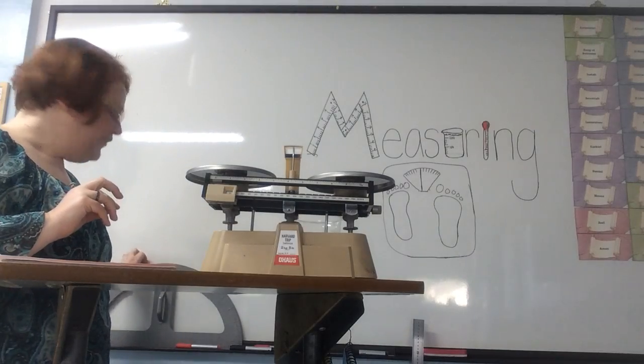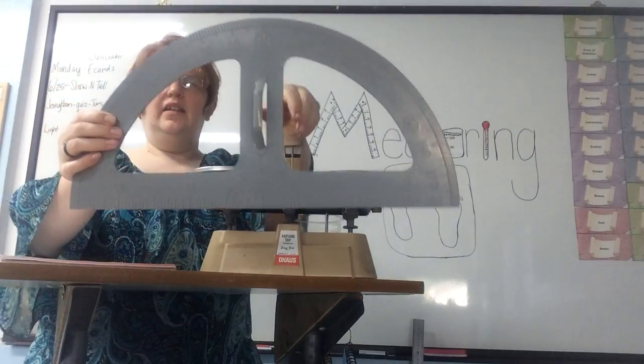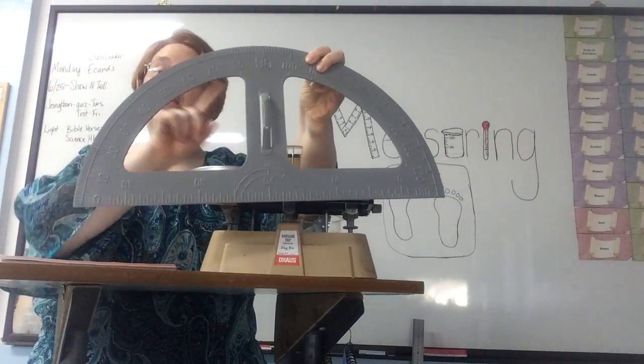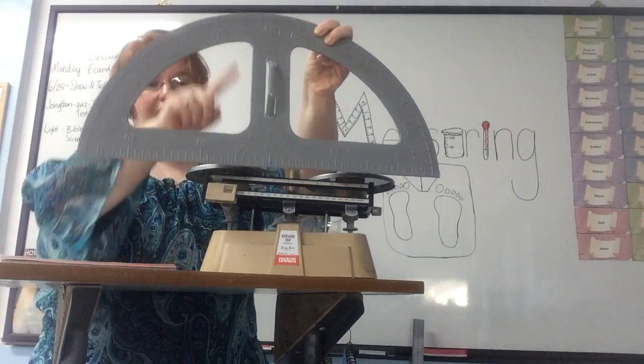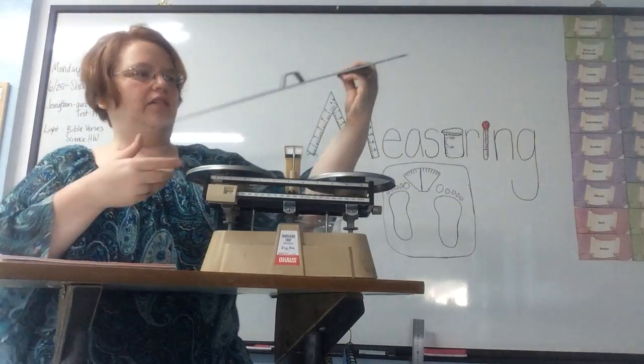Two more. I have this funny shaped looking one here. This is called a protractor. Kind of looks like a rainbow. And what it measures is angles, okay? Like a 90-degree angle, a 45-degree angle. It measures angles.